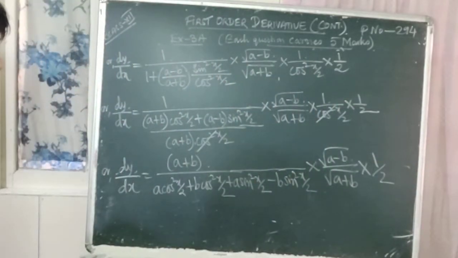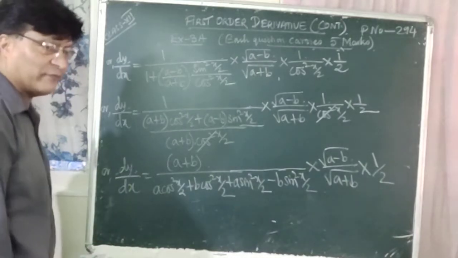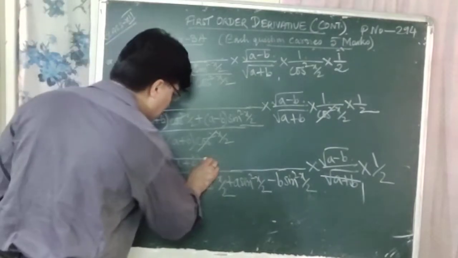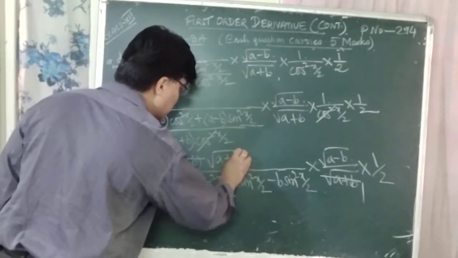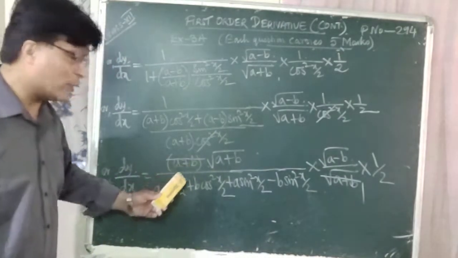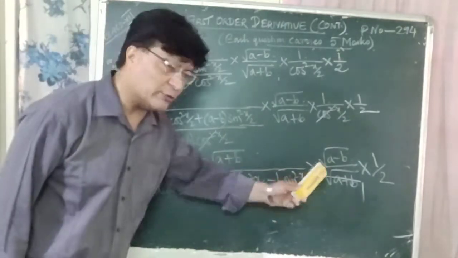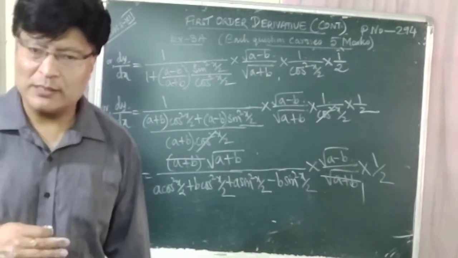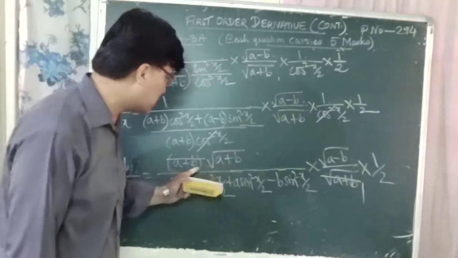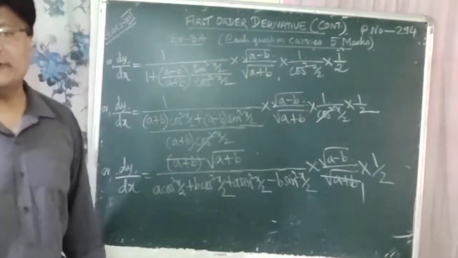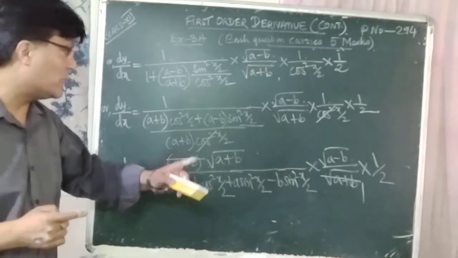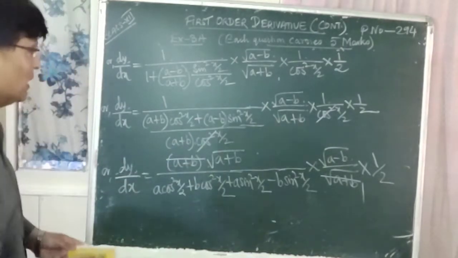Is it clear to all of you now? Now let us simplify it further. Now this root over a plus b and this a plus b will be cancelled. That means it is root over a plus b in the numerator. We are cancelling this a plus b by root over a plus b. That means root over a plus b into root over a plus b is a plus b. So if you cancel a plus b by root over a plus b, you will get root over a plus b. Okay.